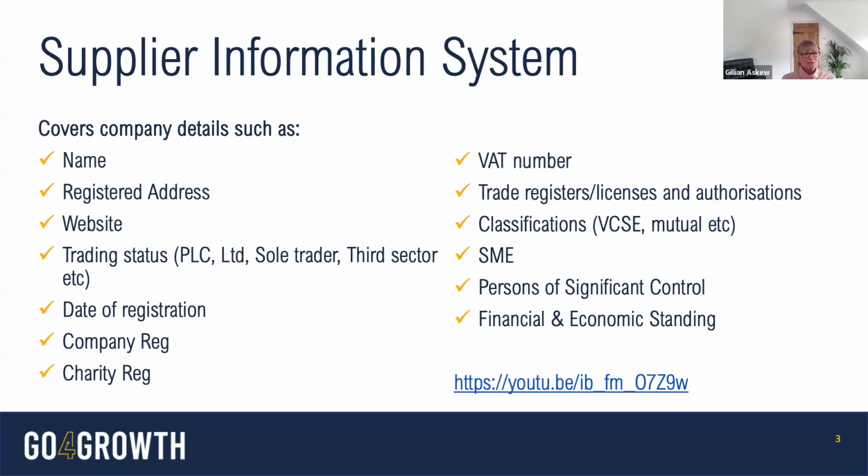and ask those questions. Supplier information system will also pick up some financial and economic standing information. So, for example, it will ask you to upload 2 years of your accounts. And I think it asks you whether they're audited or unaudited. Go for Growth, for example, we publish our accounts to Companies House, but they are unaudited accounts. So we've included this last financial year and the financial year prior, so 24-23 year ending.